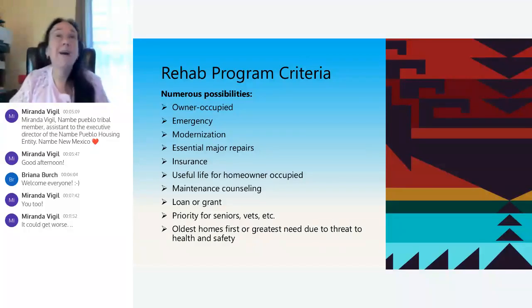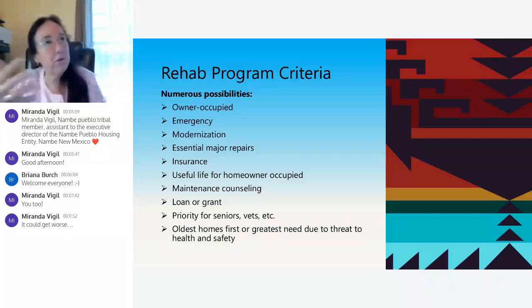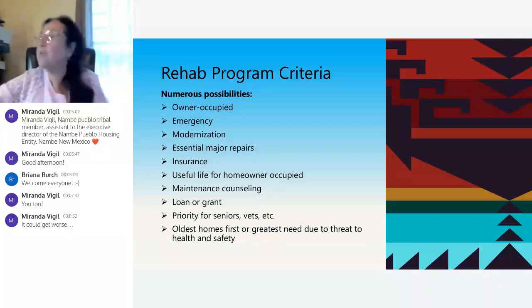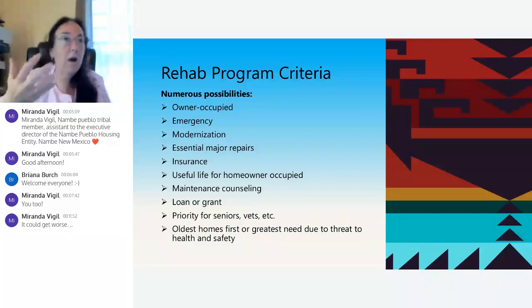Are you going to provide any type of maintenance counseling? Is it going to be a loan? Is it going to be a grant? Are you going to give priority to seniors or vets? Are you going to look at your oldest homes first or the greatest need, because of the threat to health and safety?